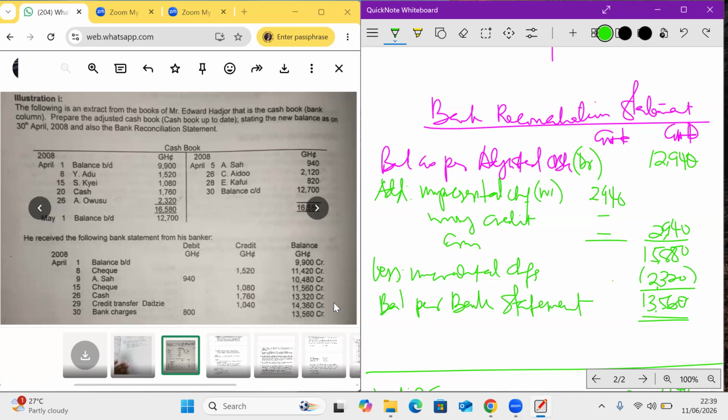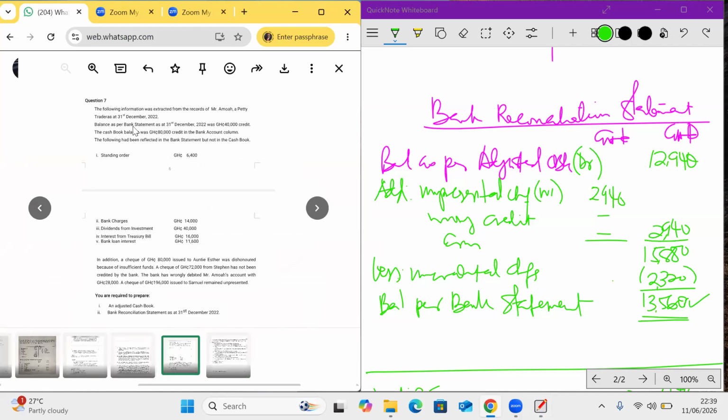So look at the question we are solving. Look at the balance in the bank statement, the last balance. What's the figure? Yeah, 13,560. So they must always be the same. It's credit, which means it's positive. Here too is positive. Are we good? Yeah. We are done. That's the first example. Let's solve another one.